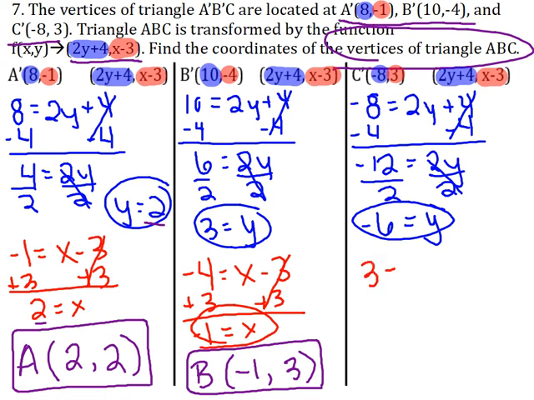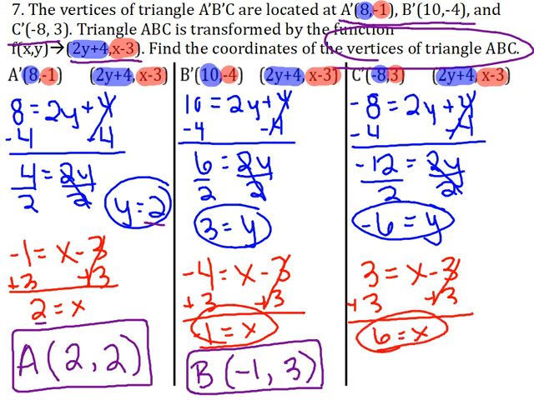Now I need 3 equal to x minus 3. Six equals x. So now for C prime, we worked backwards to find our original C value. So C is at 6, -6. And that is how we go from the vertices of the transformed function, A prime, B prime, C prime, and work backwards to find the vertices of the original triangle.